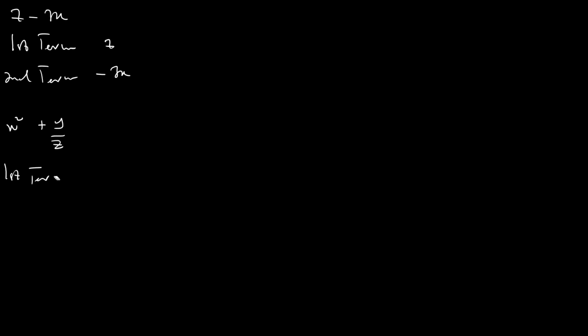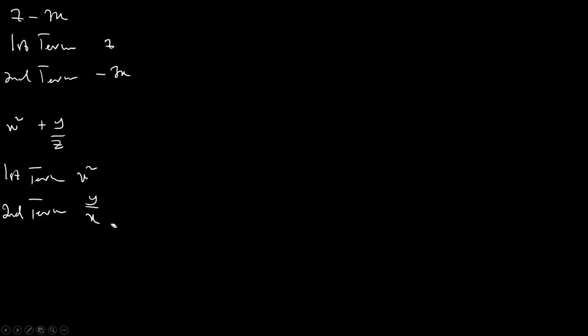So for example, the first one, where we have 7 minus 3x. It means that the first term is 7, and the second term is minus 3x. Then with the second example, x squared plus y over z, its first term is x squared and the second term is y over z.